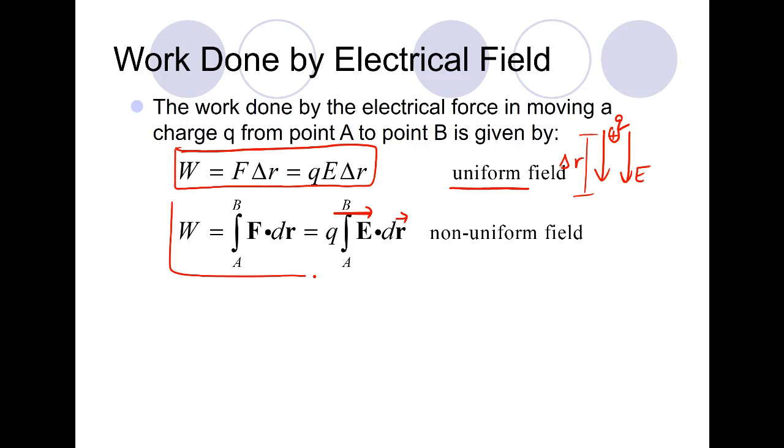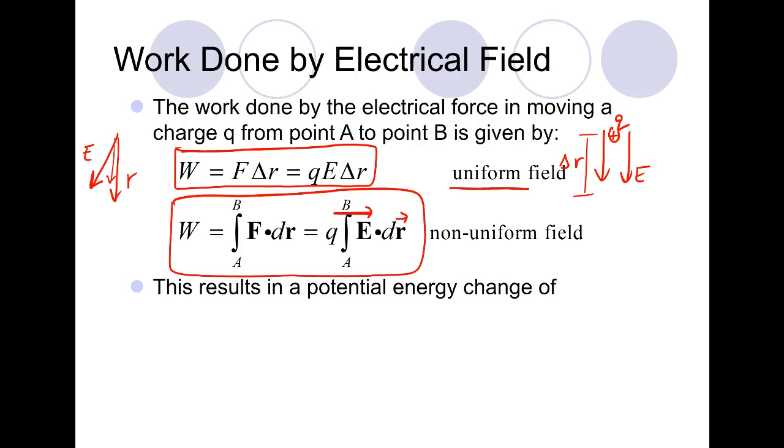Now, the important thing about this is that just like gravity, work is only done when we move from A to B. Work is only done by the component of E parallel to our motion. So for example, if I have a field which is pointing this way, but I have an R which is pointing down, well, I don't care about the entire field. I just need the part of the field that's parallel to R. That's why we have a dot product.